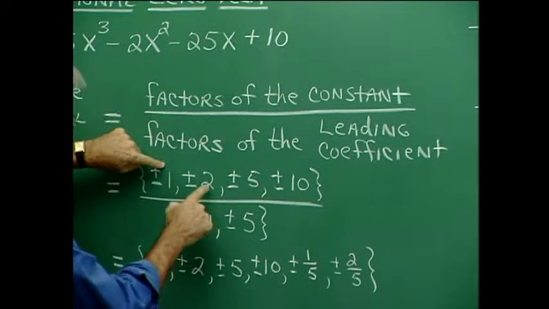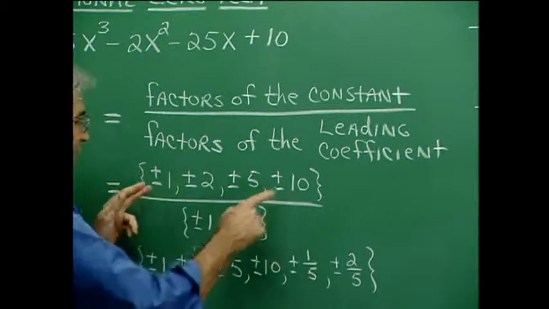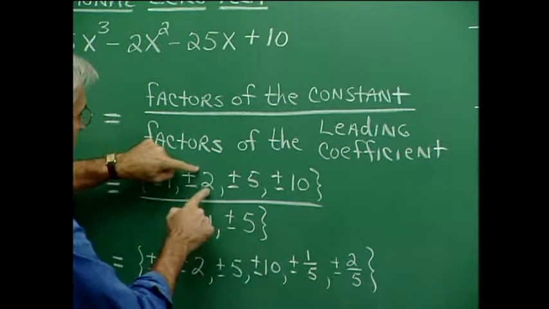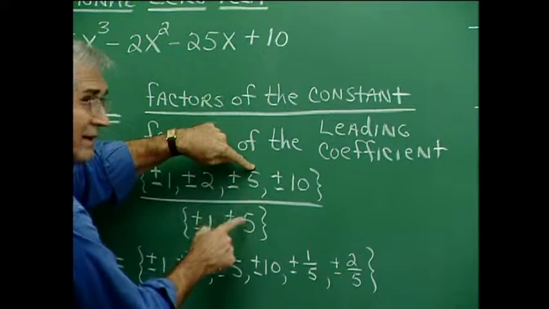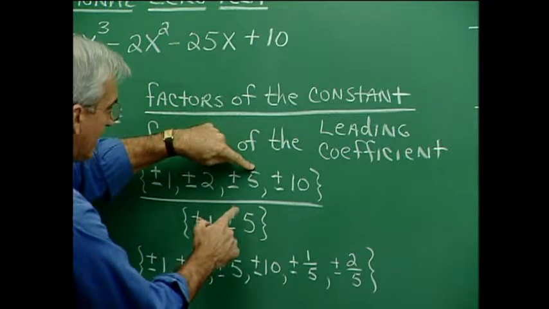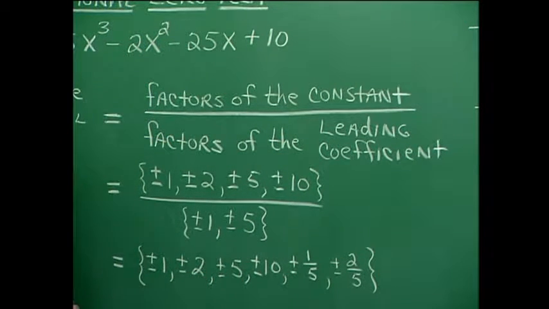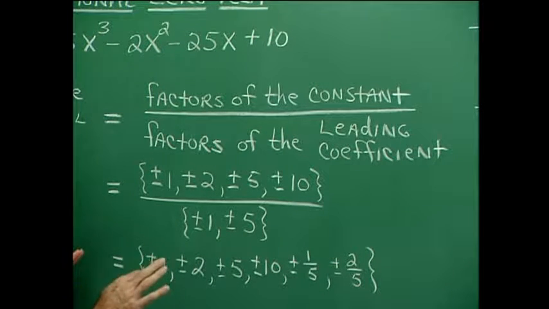Well, we put all of these over 1, and we just have all of these items. So we have plus or minus 1, plus or minus 2, plus or minus 5, plus or minus 10. Then we go through all of these over 5. Well, let's see. Plus or minus 1 over 5, plus or minus 2 over 5, and then plus or minus 5 over 5 is just 1. We already have it in there. Plus or minus 10 over 5 is plus or minus 2, and we already have it in there. Now we have this list of all of the possible rational zeros.